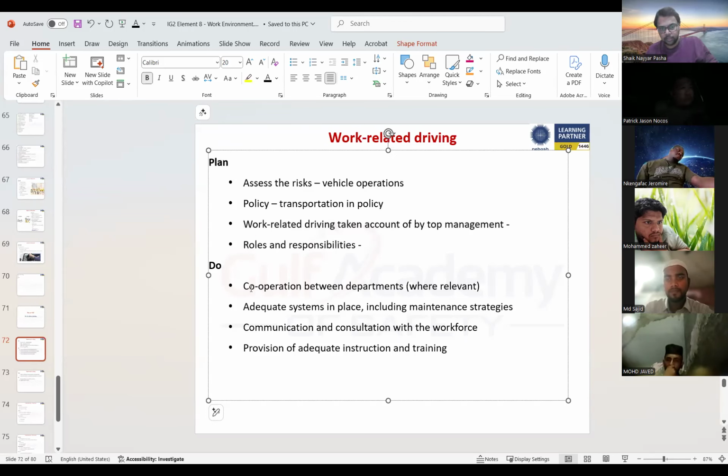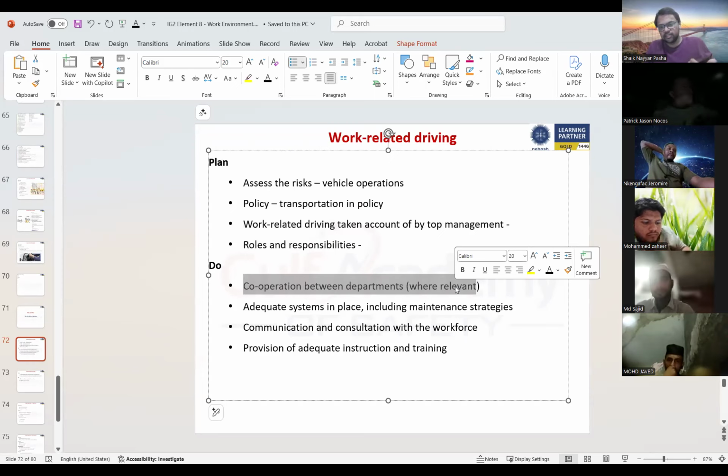Do: coordination and consultation between different teams. Why? Because when you are working in the organization, transporting materials or picking and dropping employees who are working in multiple shifts, if there is no proper coordination between the department heads and the fleet manager, who is generally the person who manages vehicles in the workplace, there will be problems: which vehicle should start from which area, where the dropping point should be, what the material is, how many vehicles there are, and how many kilometers they have to run.